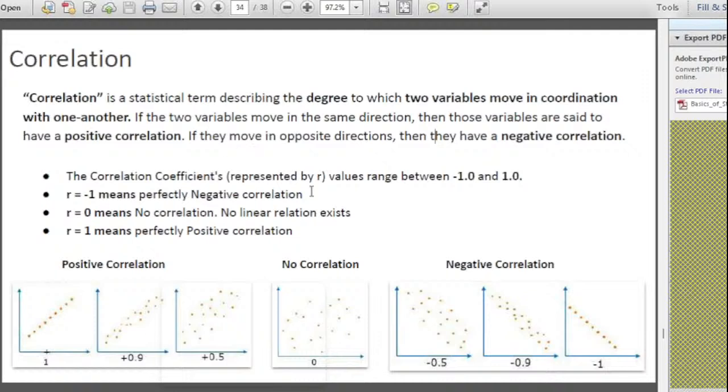The correlation coefficient is represented by a small r. Now this is again a standard notation, small r, and it ranges between -1 and 1. So whenever we have a correlation which is negative between two variables, we'll have correlation values less than 0, but between 0 and -1. When there is no correlation, r is equal to 0, and when it is positive, r is between 0 and 1, right? And r is equal to -1 means perfectly negative, r is equal to 1 means perfectly positive correlation. Okay, clear? Correlation is clear to all of you?